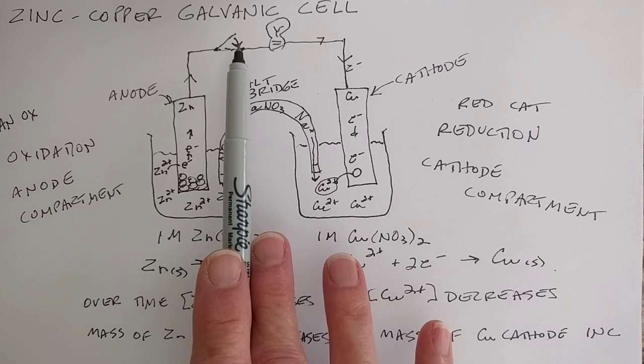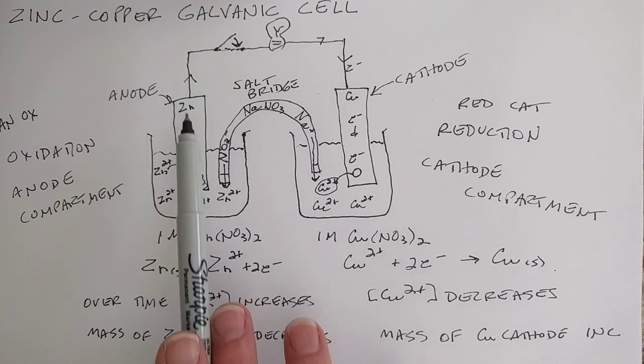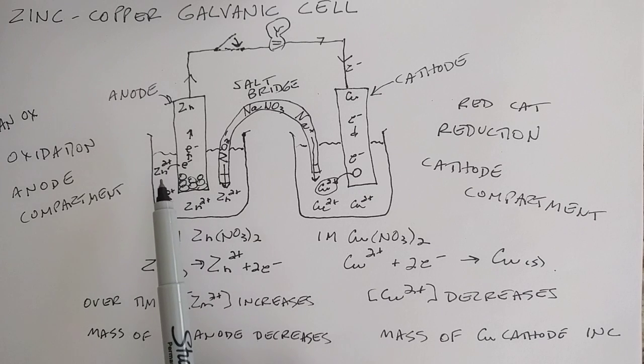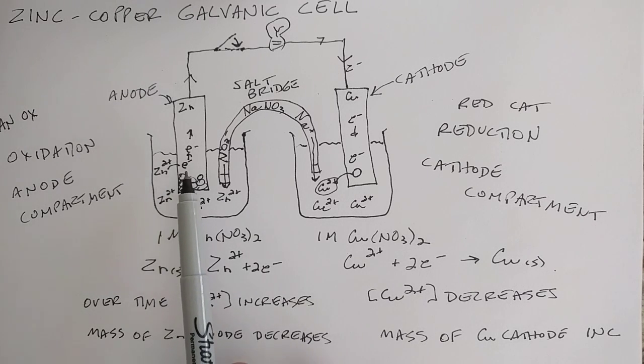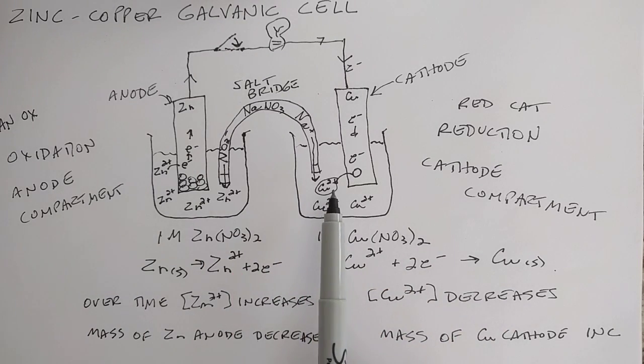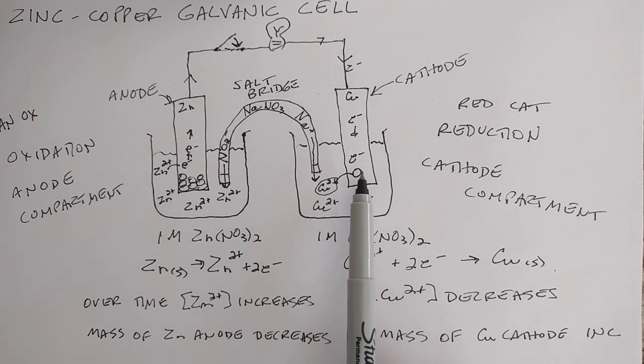Then as soon as we close that switch, the cell starts operating and the zinc atoms come into solution as zinc ions, increasing the concentration of zinc ions. Our electrons travel through and the copper ions come up and plate onto the copper electrode, decreasing the concentration of the copper(II) ions.